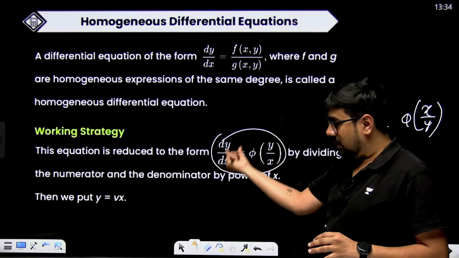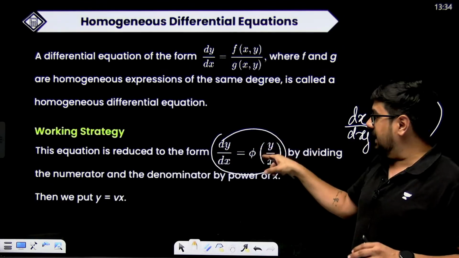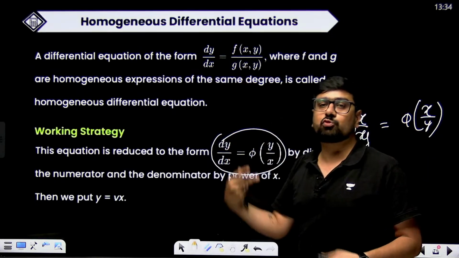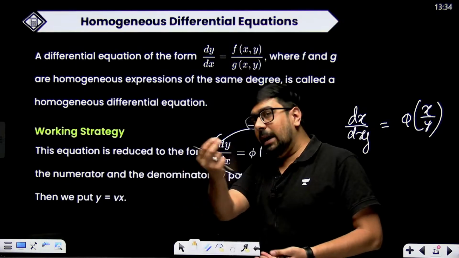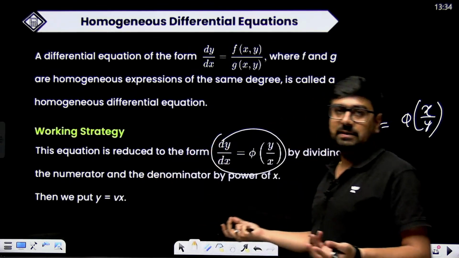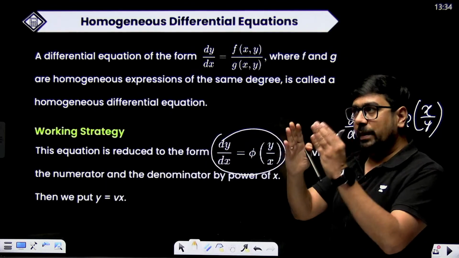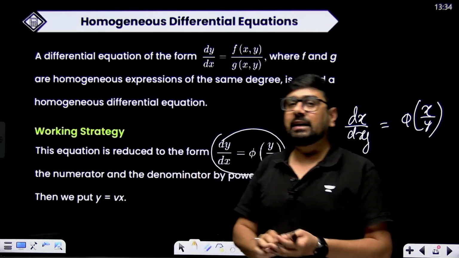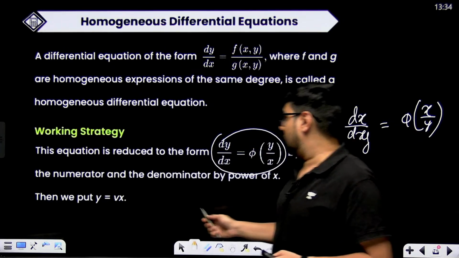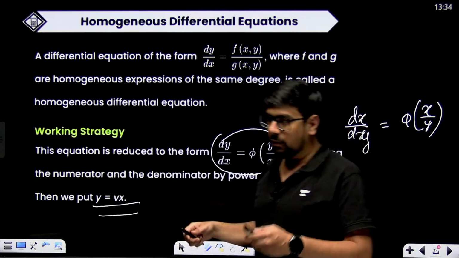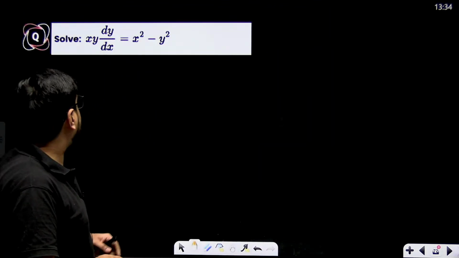If we want a homogeneous differential equation in dy by dx, then just create a function of y by x. It can be y square by x square, y cube by x cube, only y by x, something like this. How will you create that? By dividing by x or y: x square, x cube, x to the power 4, or y square, y cube, y to the power 4. So from the function which you get, try to create a function of y by x, and then you can take y by x equal to some t. We'll understand with the help of a question.